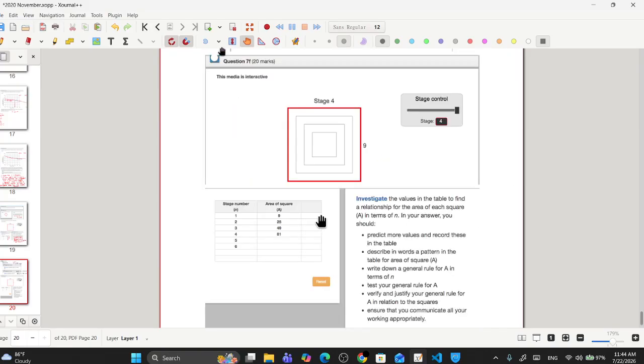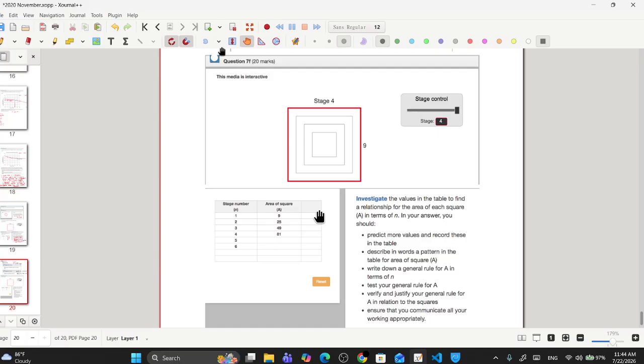Area investigation. Now we can visibly see that a pattern is being followed. Here, let me just make it up to size. Yeah. 9 can also be written as 3 squared. 25 can be written as 5 squared. 49 can be written as 7 squared. 81 can be written as 9 squared. So this is the pattern being followed.